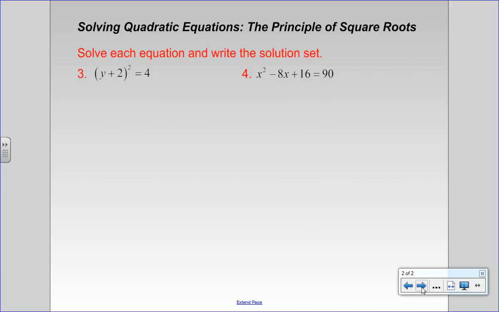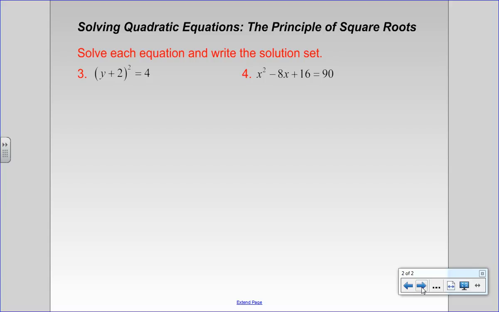Let's look at two more examples of how this principle of square roots can be used. In problem number 3, we have the quantity y plus 2 squared equals 4. Once again, we could try to solve this by factoring. If we were to write it in standard form, we would have to multiply out the binomial y plus 2 squared and then subtract 4 on both sides. However, since we see that that binomial is being squared, we can apply the principle of square roots.